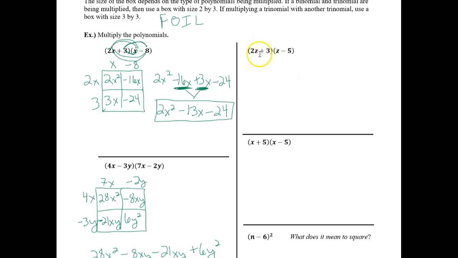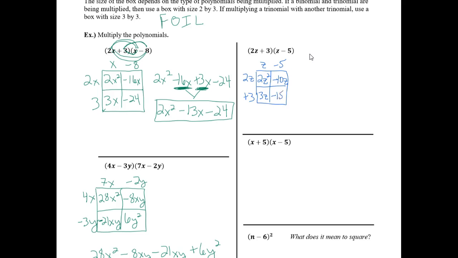Alright, our next multiplication is 2 terms by 2 terms again. I'm going to make a 2 by 2 box. I have 2z plus 3 in one parenthesis and z minus 5 in the other parenthesis. 2z times z is 2z squared. 2z times a negative 5 is negative 10z. 3 times z is 3z. And 3 times a negative 5 is negative 15.